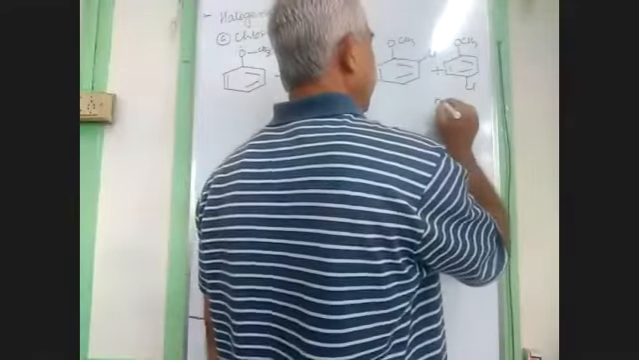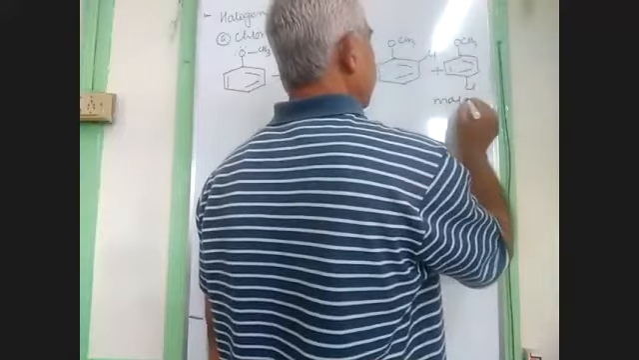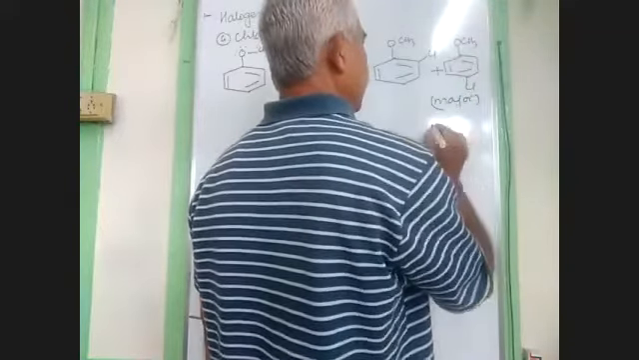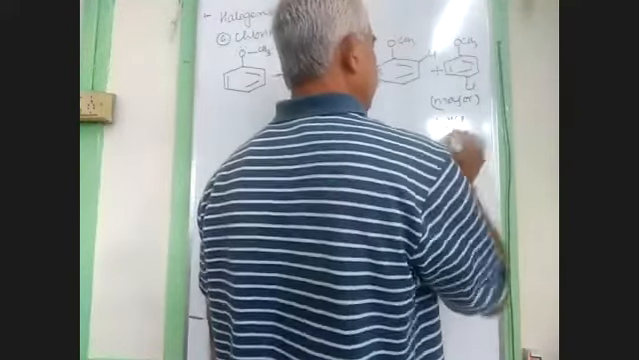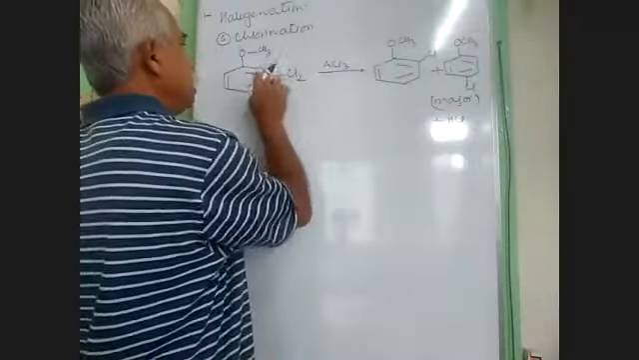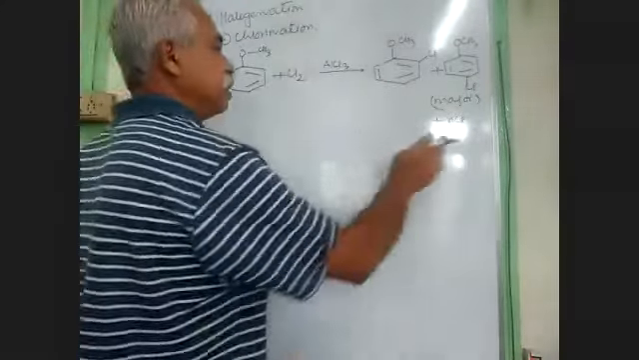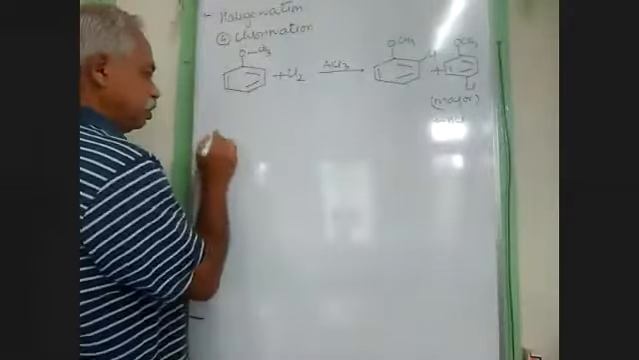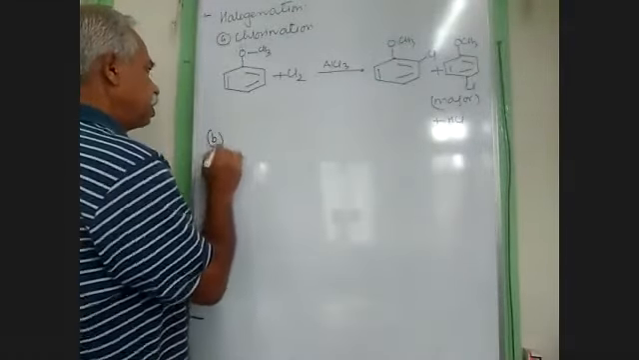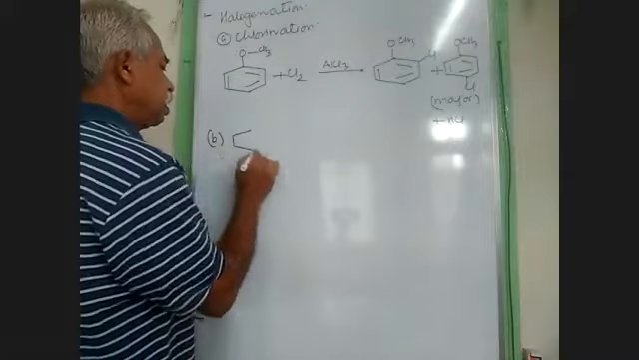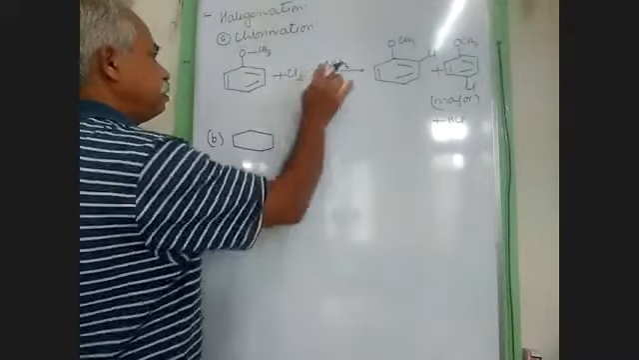So we'll write here major, and plus HCl. One of the chlorines will go and the other chlorine will replace the hydrogen. This is for chlorination. If you do the bromination, in this case you can also use the same Lewis acid.